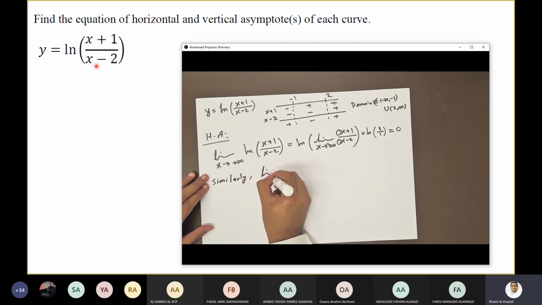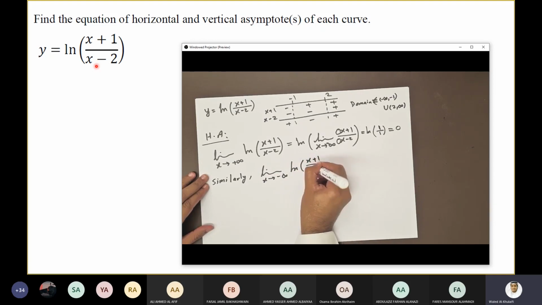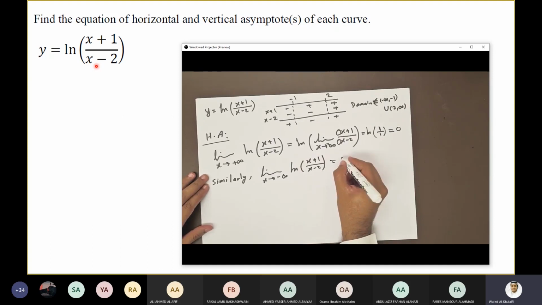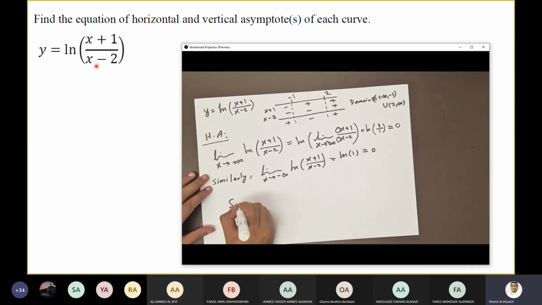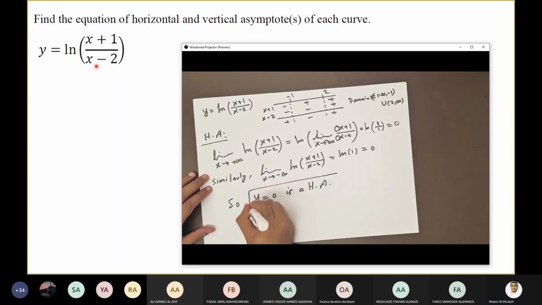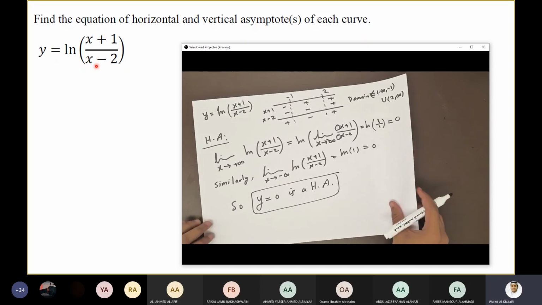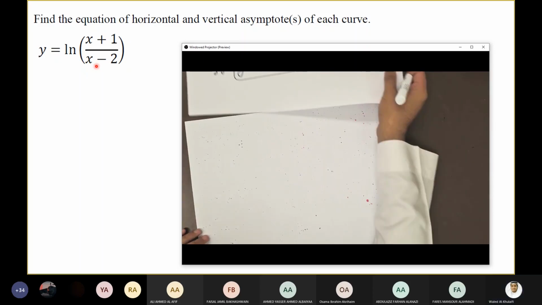Similarly, when you take the limit as x goes to negative infinity of ln of (x plus 1) over (x minus 2), you take the limit inside and do the same thing, and you will also get ln 1, which is 0. So the conclusion is that y equals 0 is a horizontal asymptote. So you have one horizontal asymptote. Now, what about vertical asymptote? Where should I look?